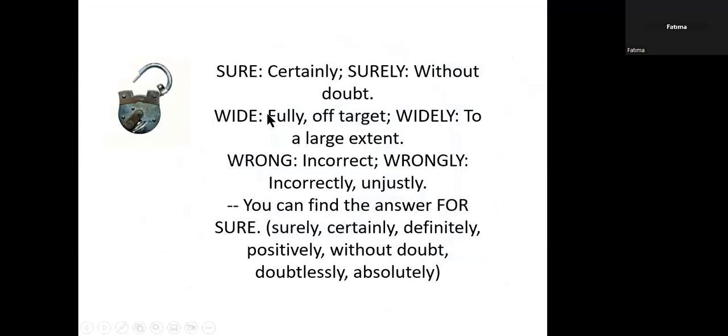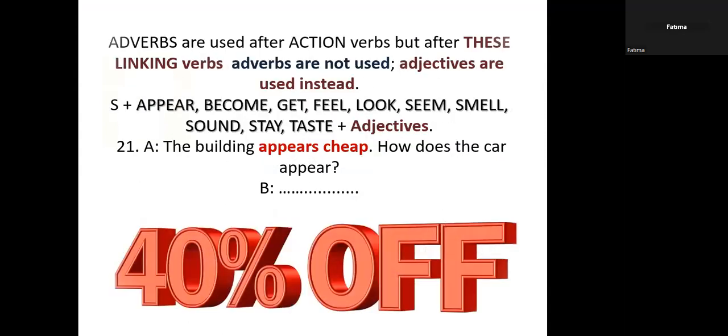Sure, you know this. Certainly, surely, without doubt. Wide means fully, off target; widely, to a large extent. Wrong, incorrect; wrongly, incorrectly, unjustly. You can find the answer for sure. For sure means surely, certainly, definitely, positively, without doubt, doubtlessly, absolutely. You can find the answer absolutely, or absolutely you can find the answer.